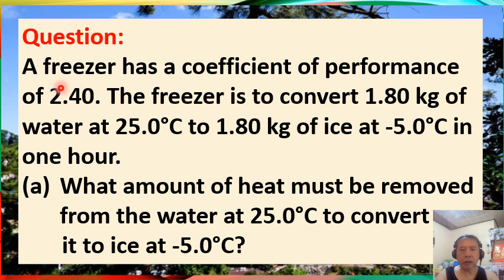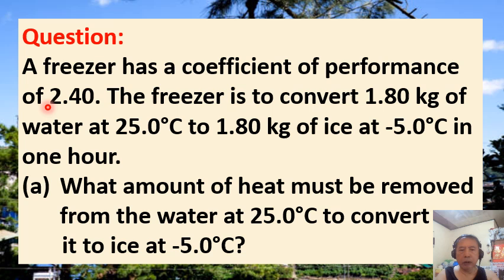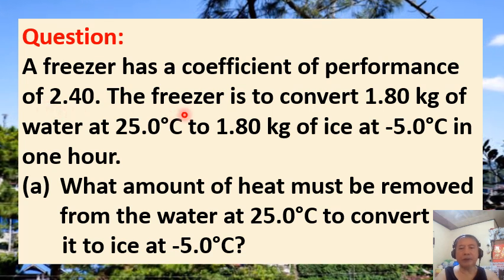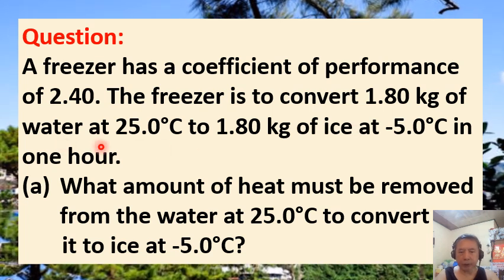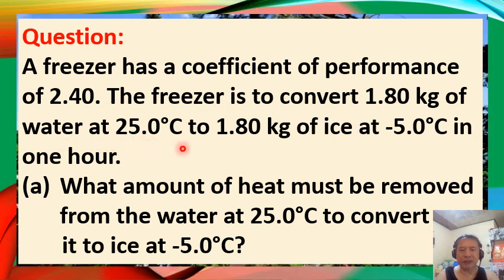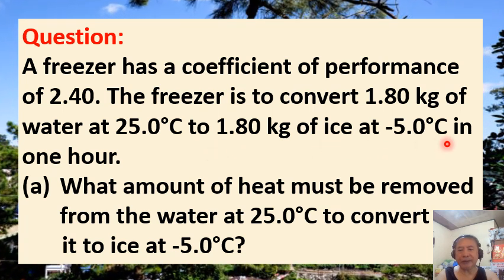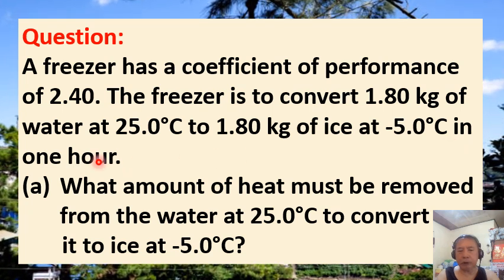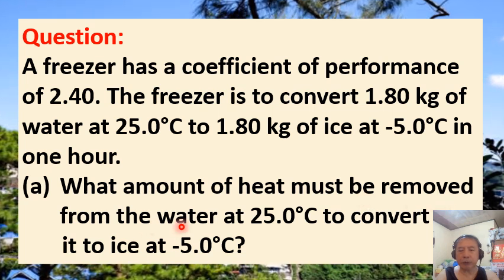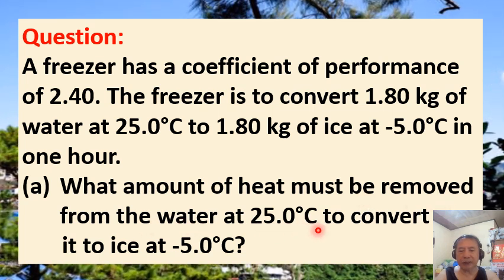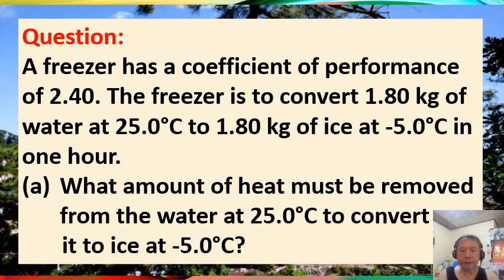The question is, a freezer has a coefficient of performance of 2.40. The freezer is to convert 1.80 kilograms of the substance water initially at 25.0 degrees Celsius to 1.80 kilograms of ice at negative 5.0 degrees Celsius in a period of 1 hour. Question letter A. What amount of heat must be removed from the water at 25.0 degrees Celsius to convert it to ice at negative 5.0 degrees Celsius?